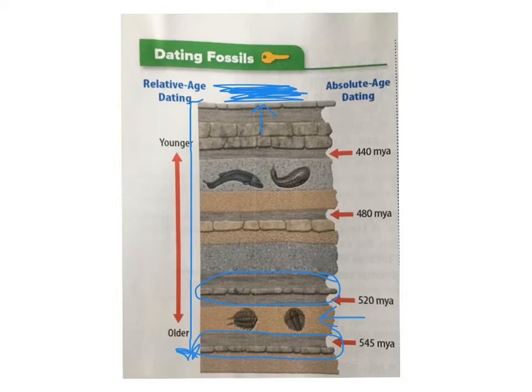So if we look at this trilobite that I've pointed to with the blue arrow, how old would you say that one is? What would you estimate the age of that being? It's between a layer that they've identified as 545 million years ago. MYA stands for million years ago. So it's between 545 and 520 million years ago. So I'll pause you, take a guess.